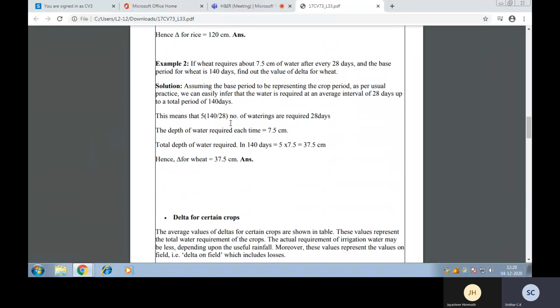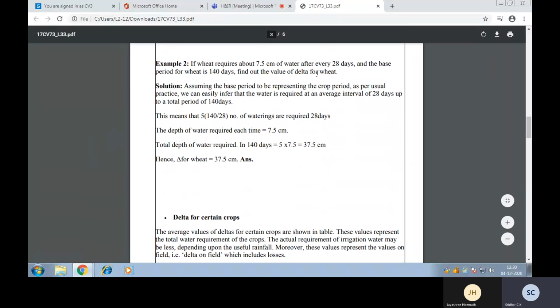We'll concentrate on the second example here. If wheat requires about 7.5 centimeters of water after every 28 days. Now, 28 days is the interval. Please note that 140 is the base period. Don't be confused between 28 and 140 days. The base period is 140 days and 28 days is the interval. So if wheat requires about 7.5 centimeters of water after every 28 days and the base period for wheat is 140 days, find out the value of the delta for the wheat.